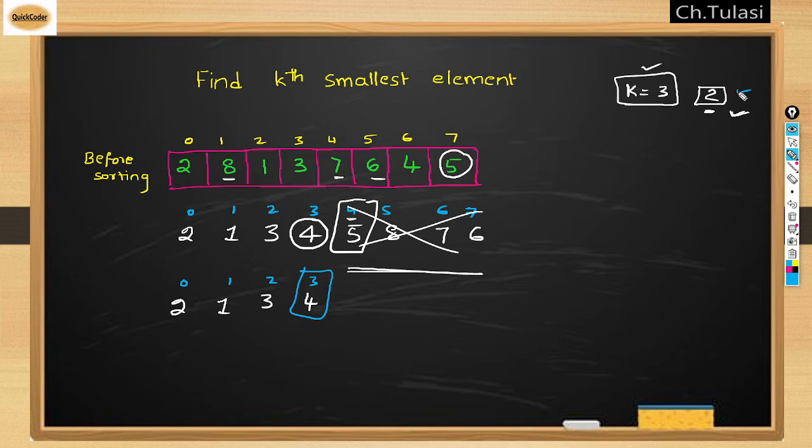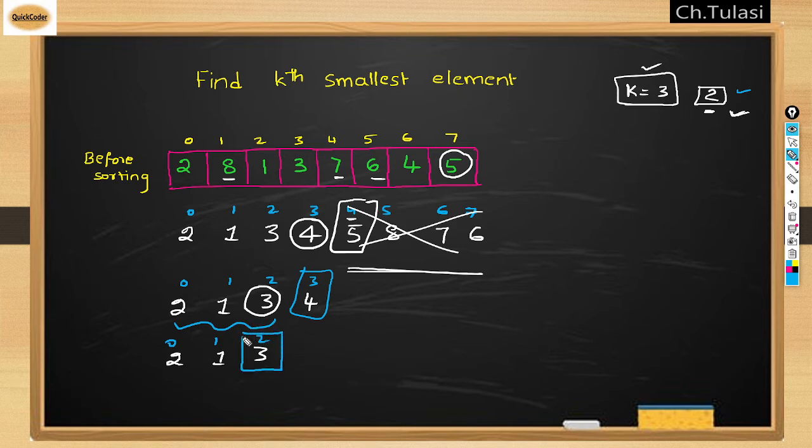Now I want the second element. Since 3 is greater than 2, it will be in the left part only. Again I take my pivot as 3. 2 is less than 3, so I write it as it is, 1 is less than 3, and 3 stays as it is. Now the indexes are 0, 1, 2.